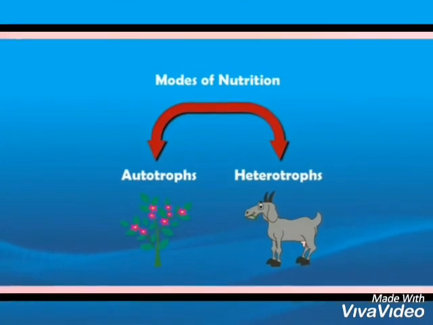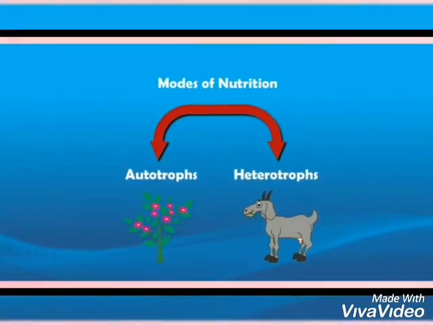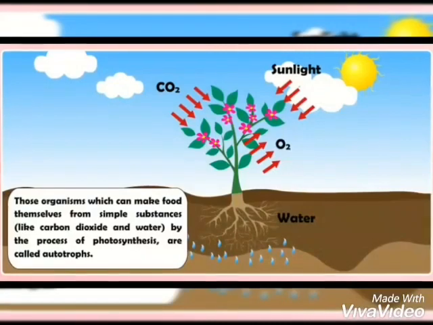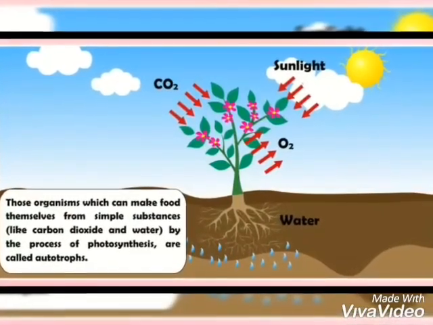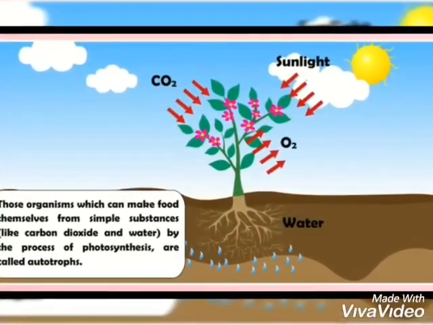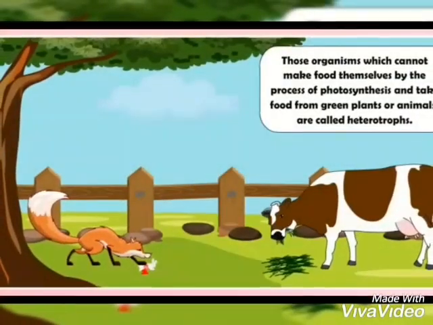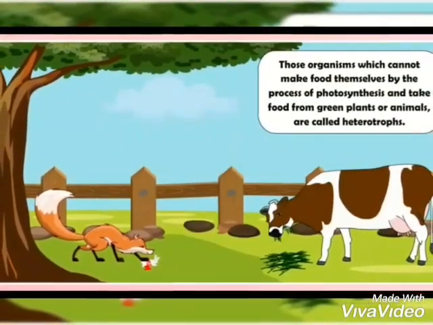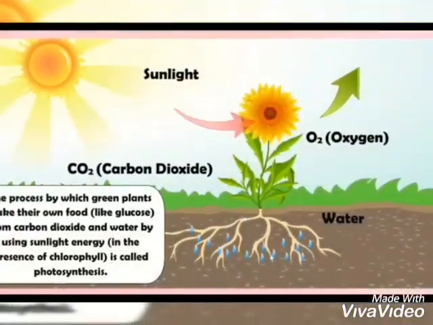The organisms which prepare their own food are called autotrophs, and this mode of nutrition is called autotrophic. And the organisms that depend on other organisms for food are called heterotrophs, and this mode of nutrition is called heterotrophic. Now we'll see about autotrophic nutrition.